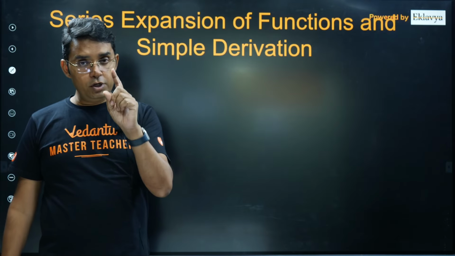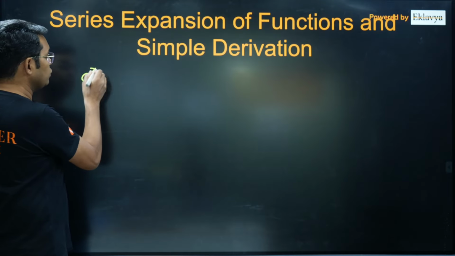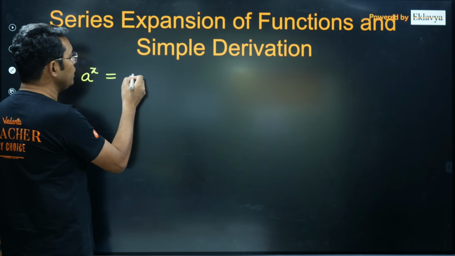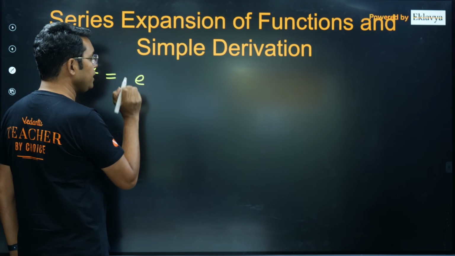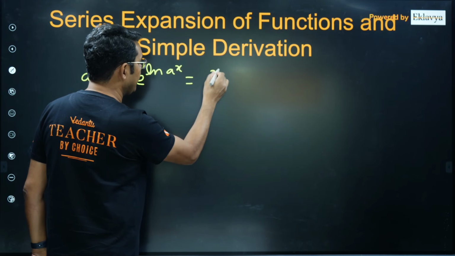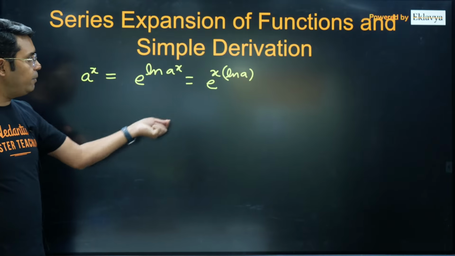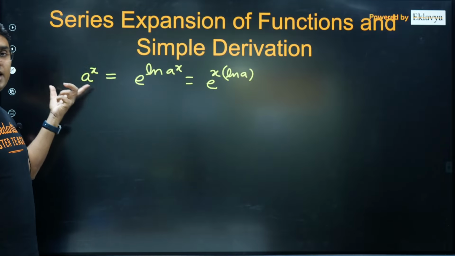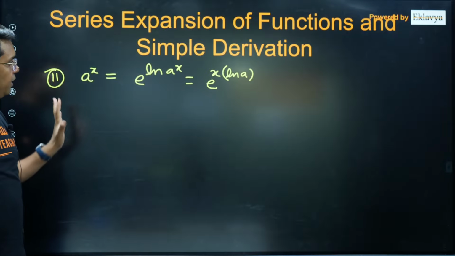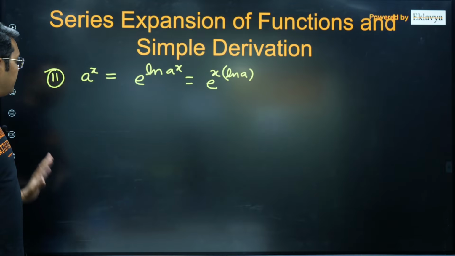e power x, I have already told you, you have to remember it. In fact, a power x was also my second one. a power x is also the same as e power x. You can write it as e raised to the power (ln a) power x. So this becomes e power x ln a. So you just have to expand e power x ln a to get the expansion of a power x. That is a very simple idea for a power x. Here you don't have to use Maclaurin or any other thing.